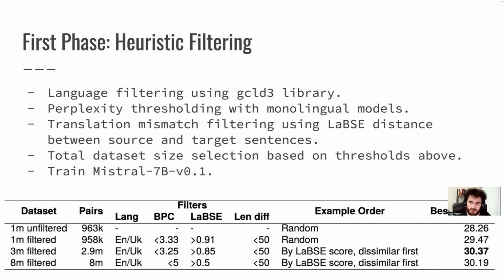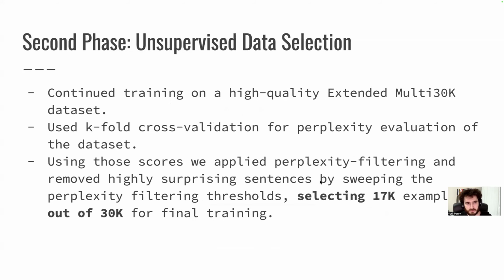And we trained the model on the resulting dataset on Mistral 7B version 0.1. Our best performing model was trained on a dataset of size 3 million sentence pairs, which resulted in a 30.37 BLEU score on FLORES devtest.